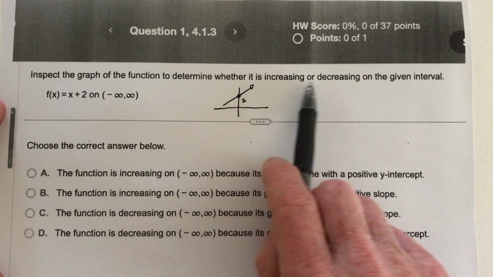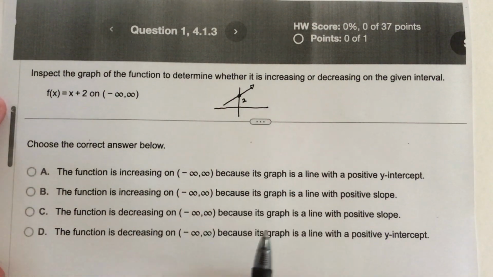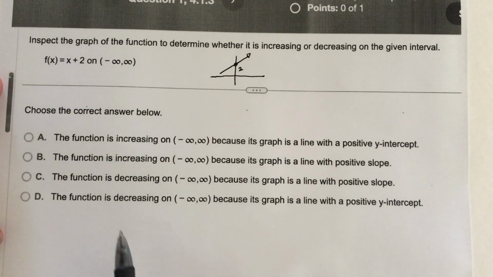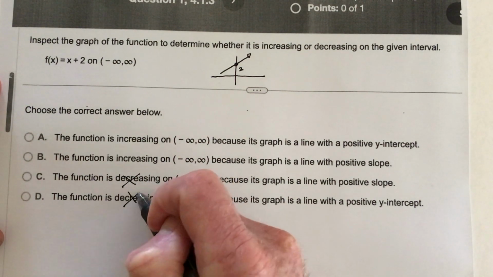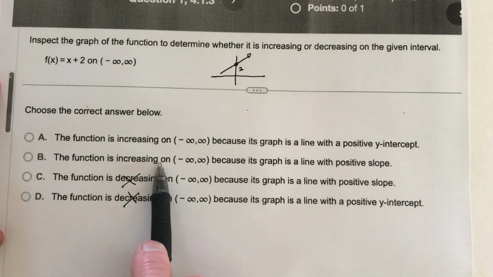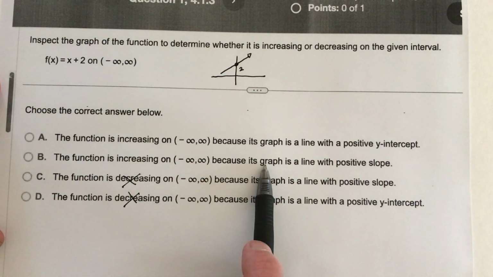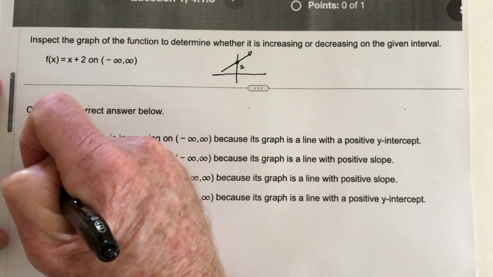Determine if it's increasing or decreasing. So this is always increasing. So it has to be something that's always increasing. So if it says decreasing, that's out. It's increasing always because it's a line with positive slope. I'm liking that answer.